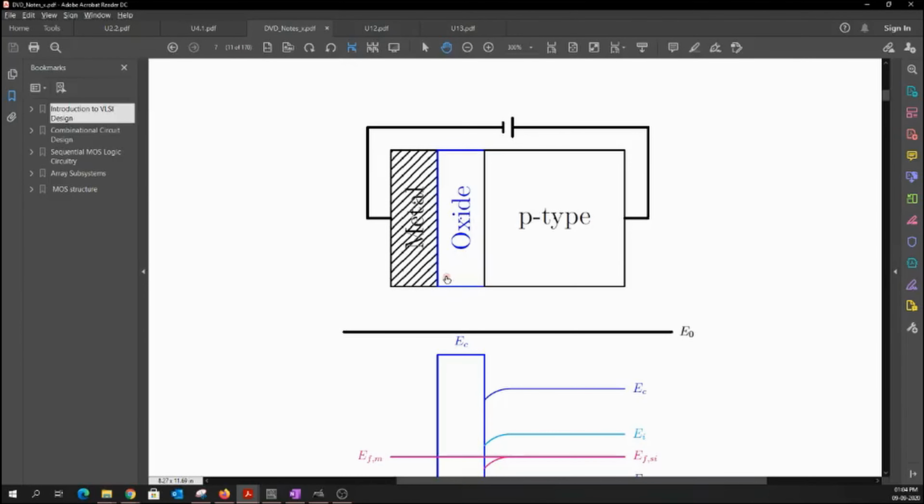Okay, first one is minus V1. Okay, and the next one is minus V2. And the last voltage that I'm going to apply would be minus VFB. So these are the 3 negative voltages that I will apply sequentially, one after the other.